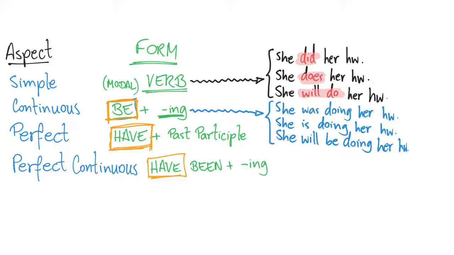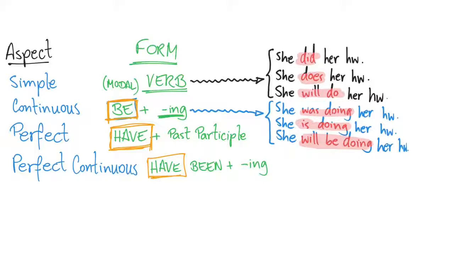Now let's move on to the continuous. So in terms of the continuous forms, we've got here she was doing her homework, she is doing her homework, she will be doing her homework. If we notice, there is a combination of the verb be plus the ing, right? So she was doing her homework. Remember that was is responsible for the tense, so past continuous. She is doing her homework, present continuous, because the verb to be is in the present. And she will be doing her homework, because it will be this combination, it means it's the future continuous.